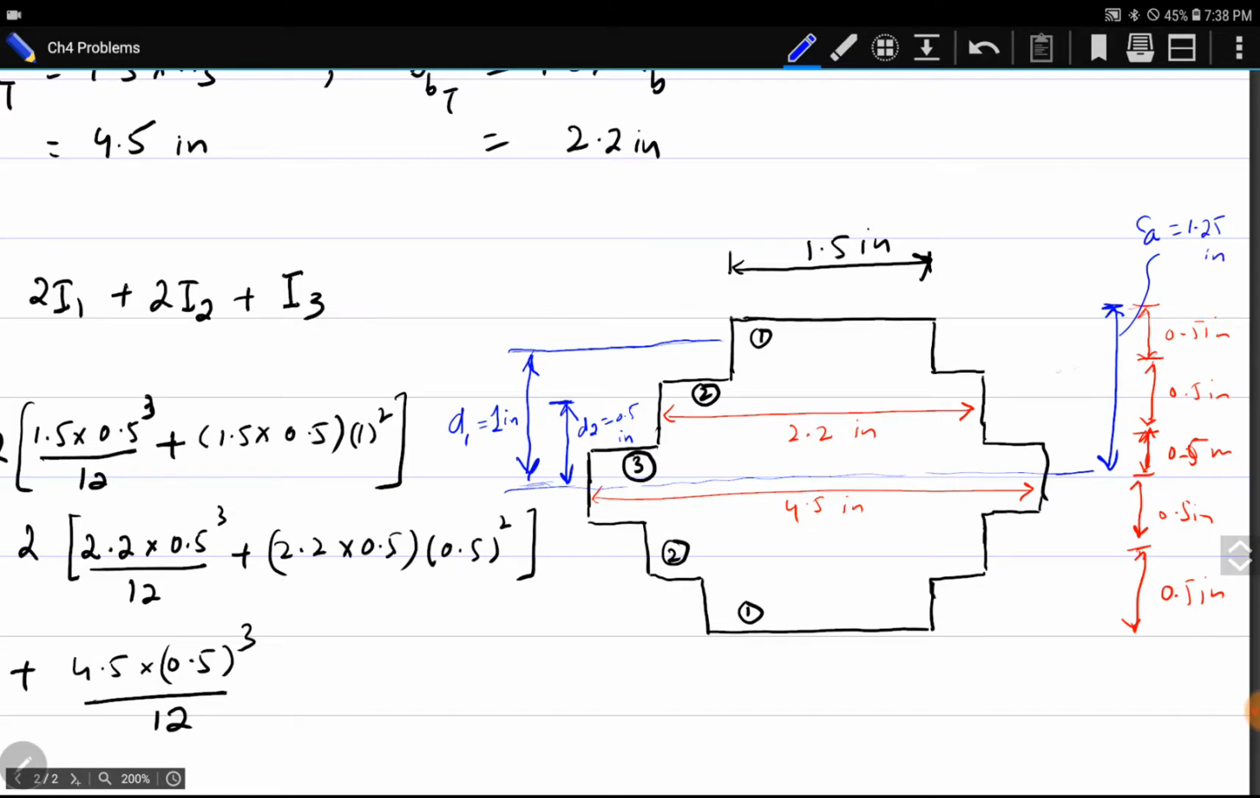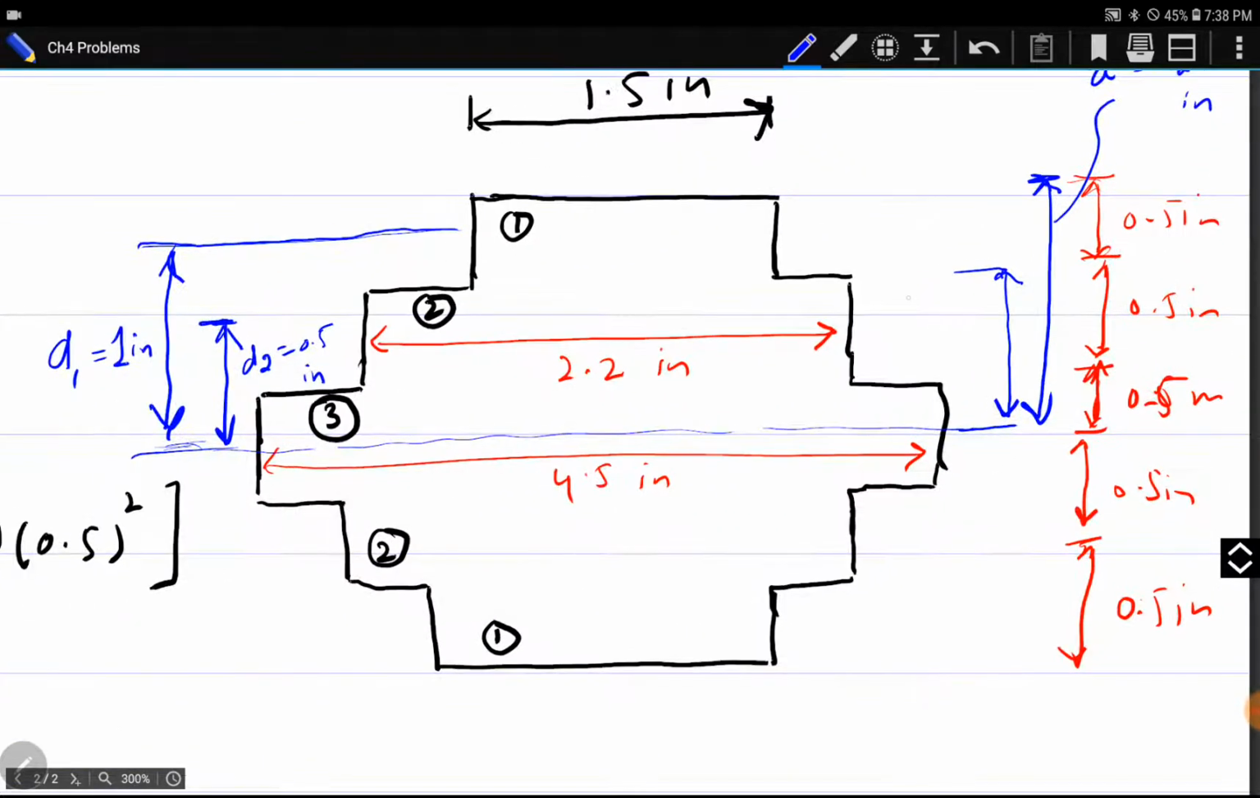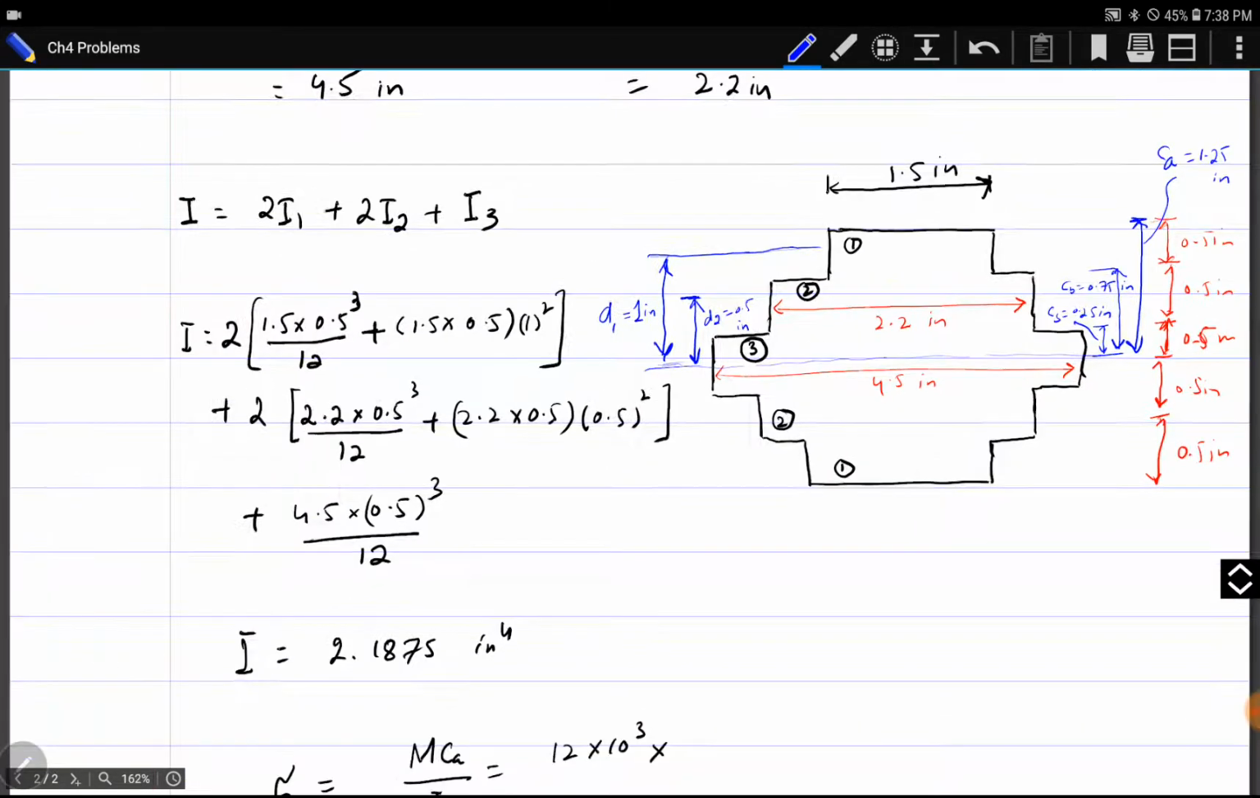Similarly, if we want to find C for brass, the distance of the outer surface of brass from the neutral axis, it will be Cb, and it is 0.5 plus 0.25, it becomes 0.75 inches. And the distance of the outer surface of steel from the neutral axis, C steel, is 0.25 inches. We will use these values.